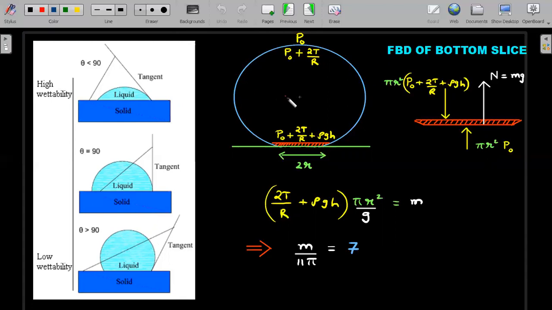So I'll go with 2 FBDs. One is the free body diagram of the entire drop. The second one is the FBD of the bottom small slice that I can cut out. And how it is helpful, let's watch it. So for the left side free body diagram, that is the entire thing, if the atmospheric pressure outside is P naught, we'll reduce it to 0 if required. I'm doing it in general.